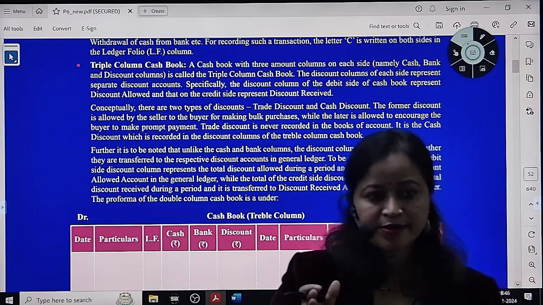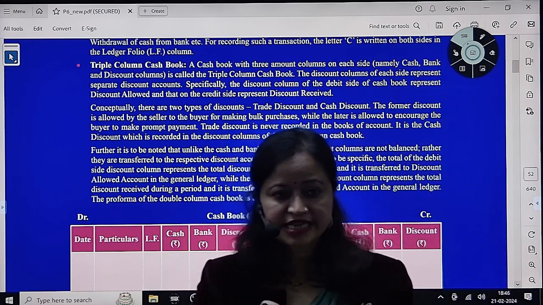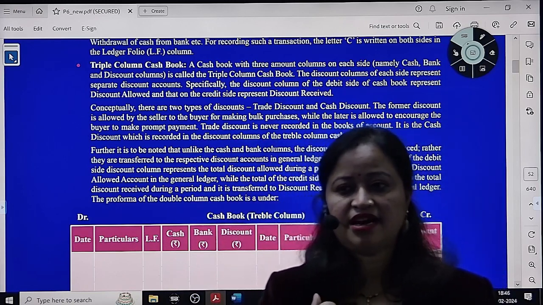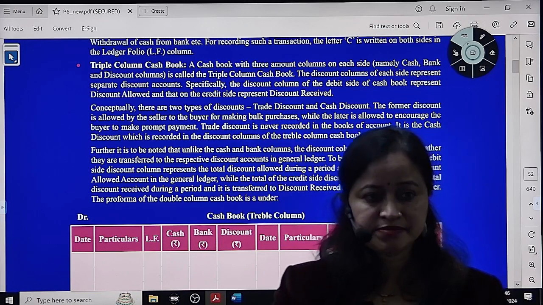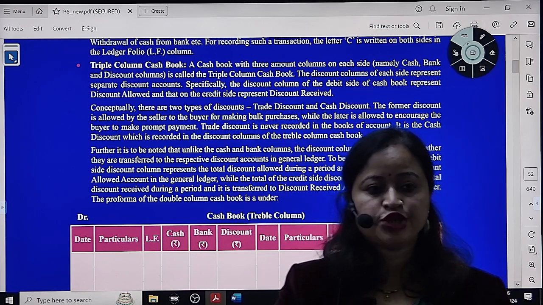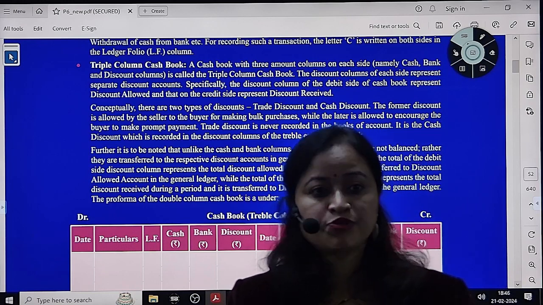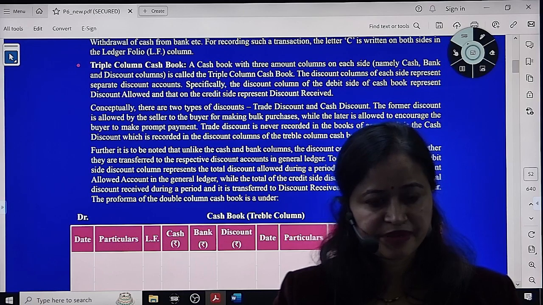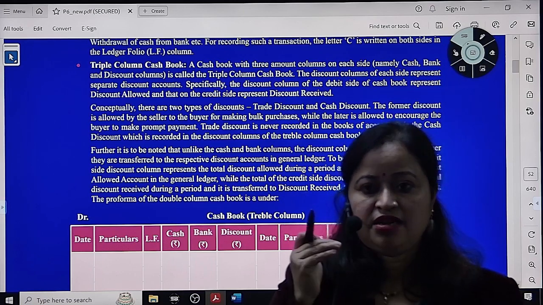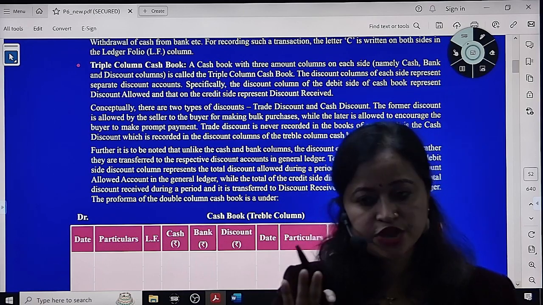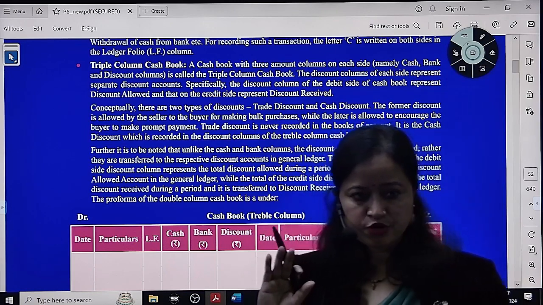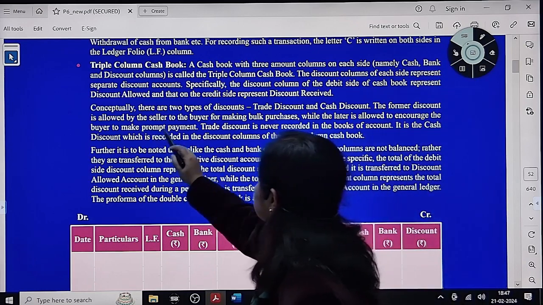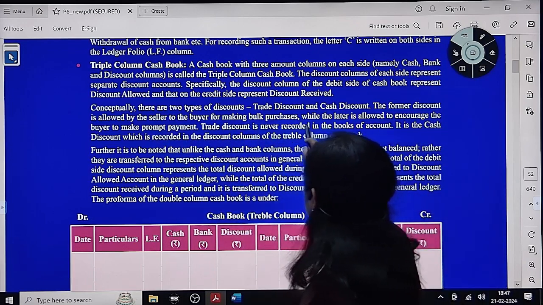We record only cash discount. So what is trade discount all about? Suppose we, as a business firm, want to buy some goods, or we have sold goods. The trade discount is allowed by the seller to the buyer for making bulk purchases.